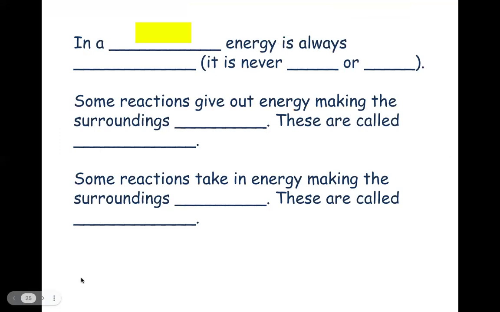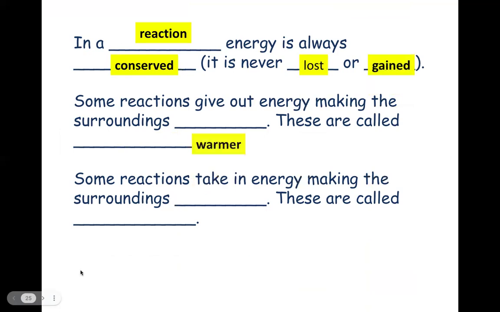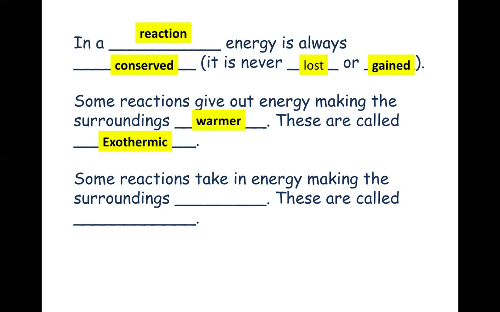Right, so let's have a look here. When we're talking about energy, I said I was going to try and make this revision quick. In a reaction, energy is always conserved. It is never lost or gained. The law of conservation of energy in physics tells us that. Now, some reactions give out energy, which makes their surroundings warmer. So think about explosions. Explosions give out energy, or fires even give out energy. Around them, the surroundings get warmer. And X for explosions will help you remember exothermic reactions.